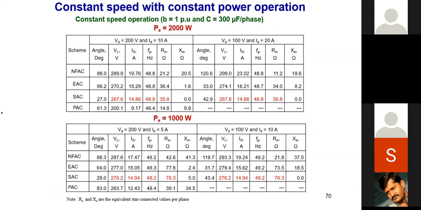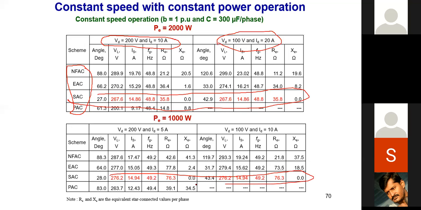For testing these, we used the negative firing angle control scheme, extension angle control scheme, symmetrical angle control scheme, and phase angle control scheme. The simulation, I mean the predetermination, and the experimentation gave almost the same results. For example, when VDC is equal to 200 volts and the current is equal to 10 amperes, or VDC is equal to 100 volts and ID is equal to 10 amperes, the performance of symmetrical angle control is the same. This is our observation. Similarly, we tested for 1000 watts also.